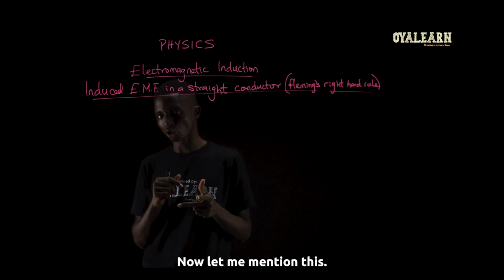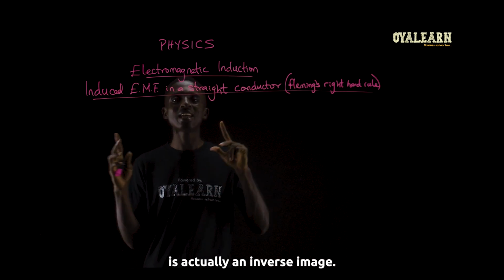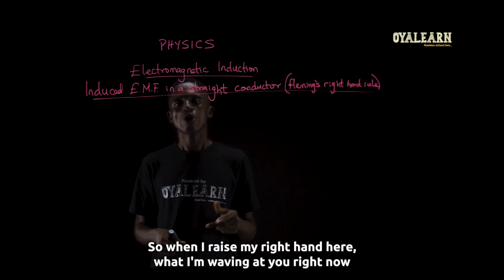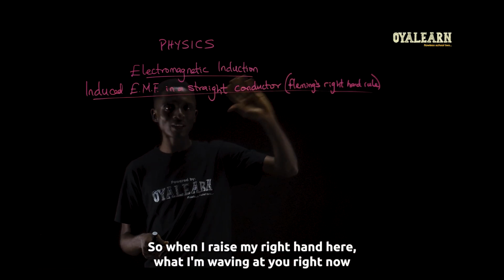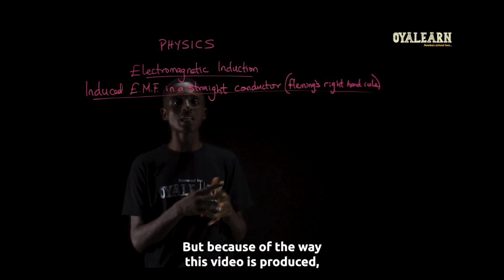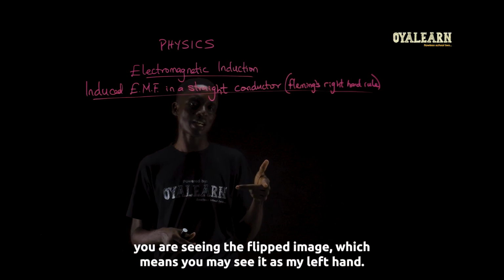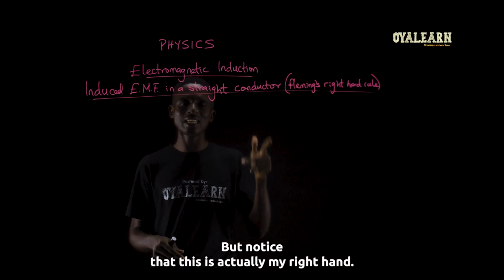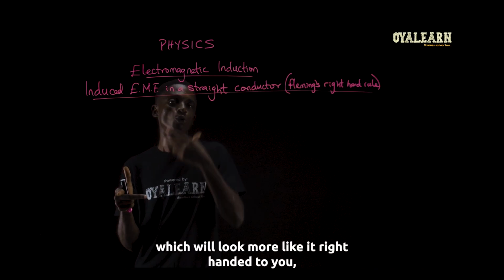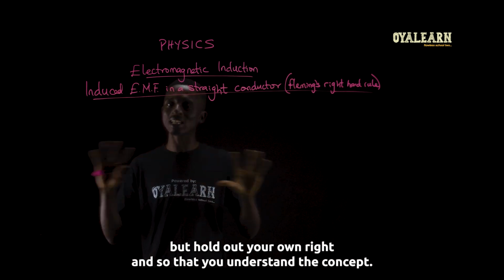Now, let me mention this. What you are seeing on your screen here is actually an inverse image. It's a flipped image of what is actually happening here. So when I raise my right hand here, what I'm waving at you right now is my right hand. But because of the way this video is produced, you are seeing a flipped image, which means you may see it as my left hand. But note that this is actually my right hand. So I can actually demonstrate it by using my left hand, which will look more like a right hand to you. But hold out your own right hand so that you understand the concept.